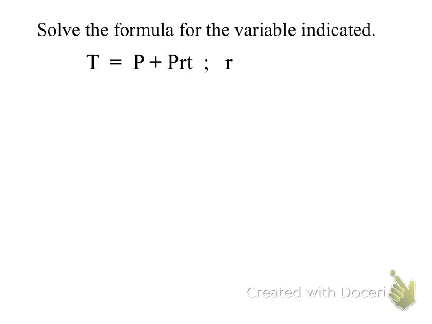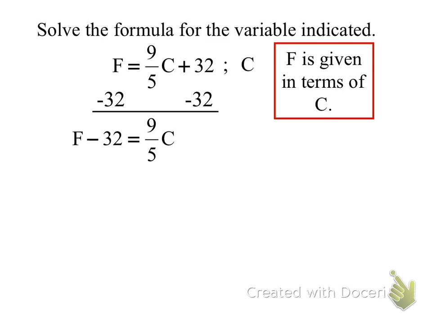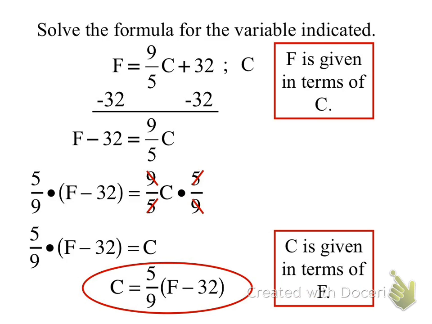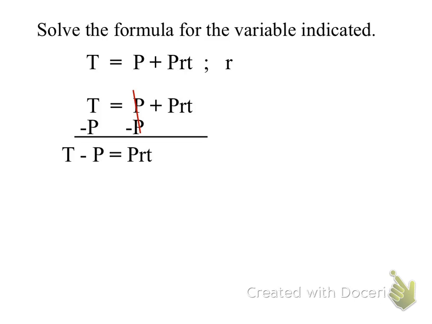Okay, now, what would I need to do to solve for the R? Step 1. It's very similar to the last one. What do you think I do first? Sargis? What did I do first last time? Subtracted. I undid my adding and subtracting. So what do I do this time? Subtract P. Big P, subtract big P. Okay? And now I'm left with T minus P is equal to PRT.